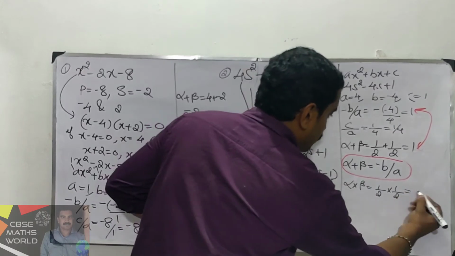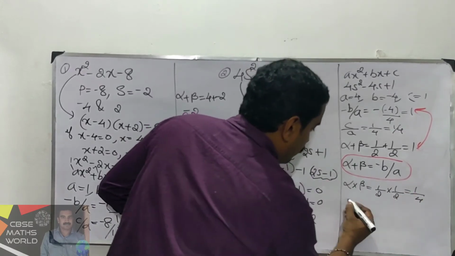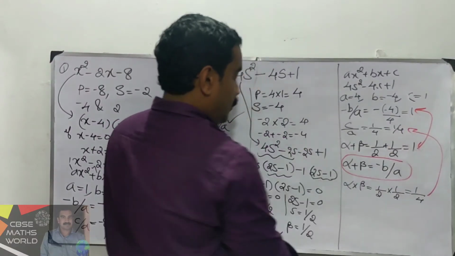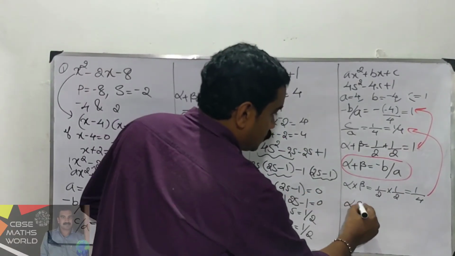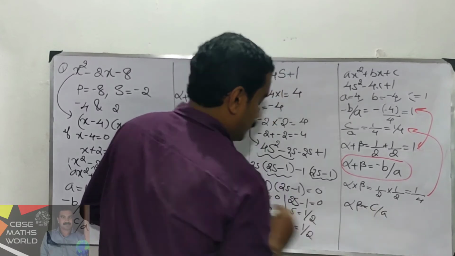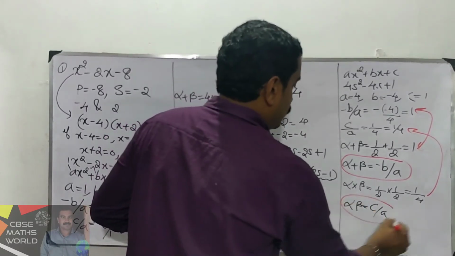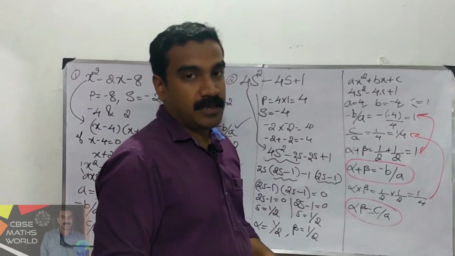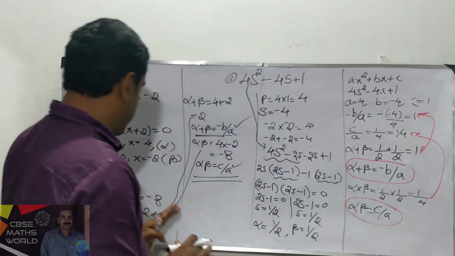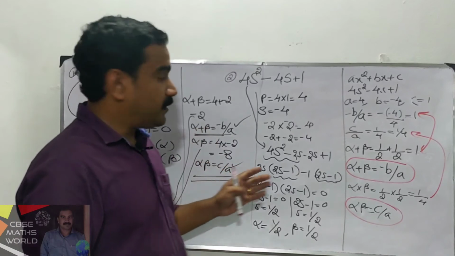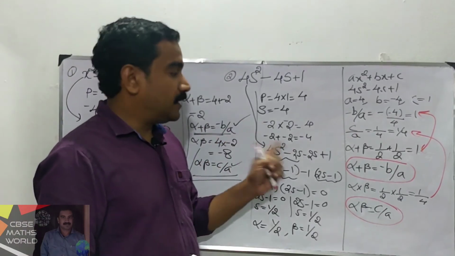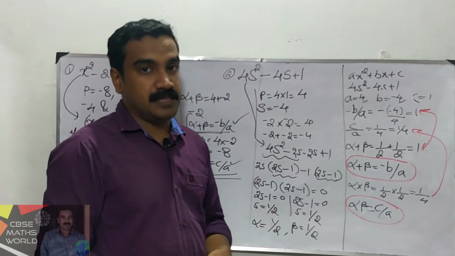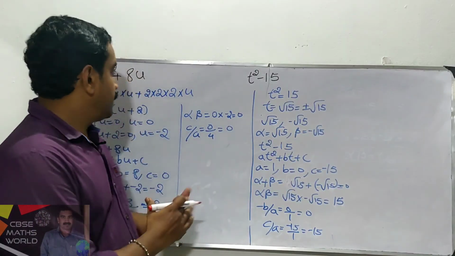What is 1 by 2 into 1 by 2? 1 by 4. What is c by a? C by a is also 1 by 4. So you can write alpha beta equal to c by a, and alpha plus beta equal to minus b by a. So we verified. How can we verify? First find alpha, then beta, then alpha plus beta must be equal to minus b by a and alpha beta equal to c by a. Okay students, we can move to the next question.